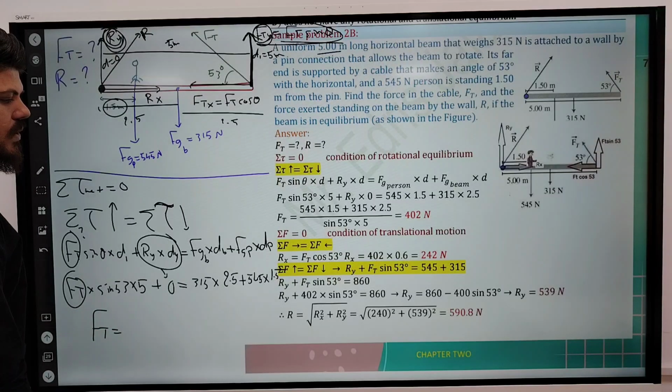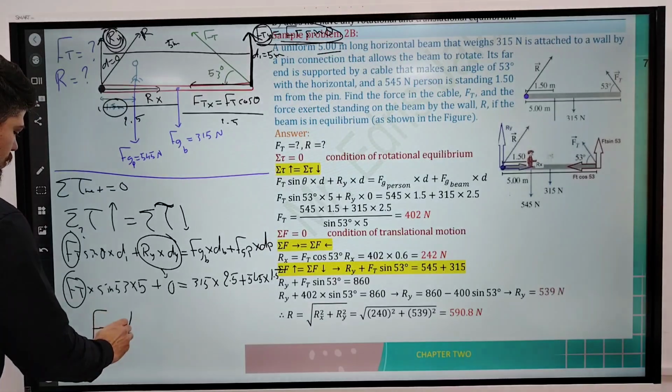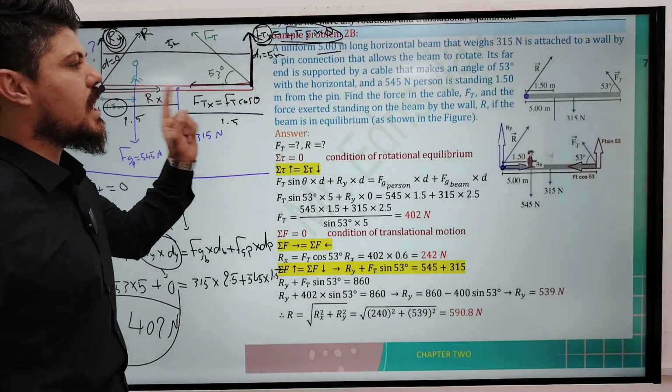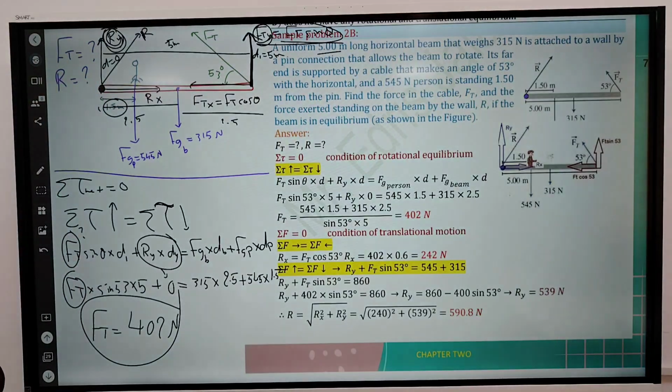You can rearrange this equation. Ft is equal to what? Ft is equal to 402 Newton. This is the tension force of the cable acting on the beam.